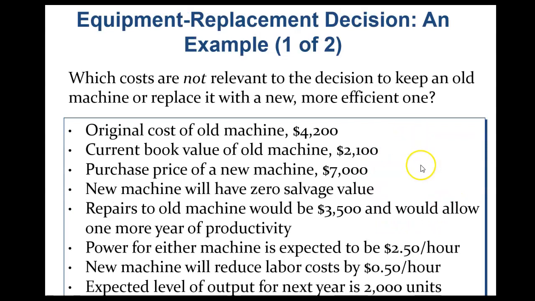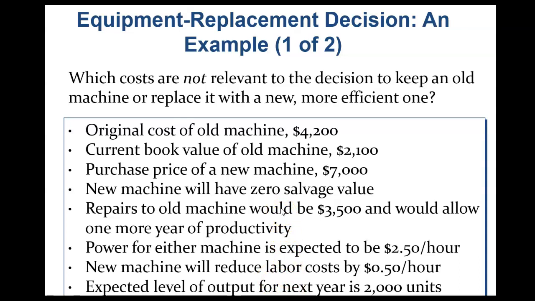For instance, equipment replacement. When we look at replacing equipment, we have a list of things: what the original machine cost us, what the book value of that original machine is, the purchase price of the new machine, the new machine will have a zero salvage value, repairs to the old machine, power for either machine, and the new machine's costs, and the expected level of output for the company.